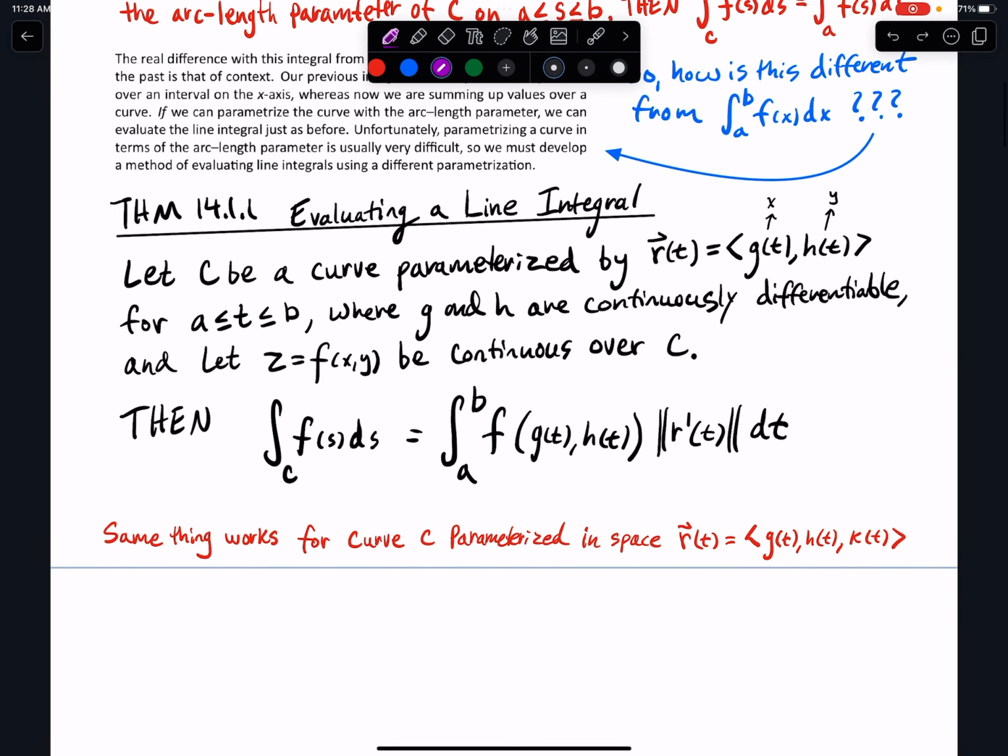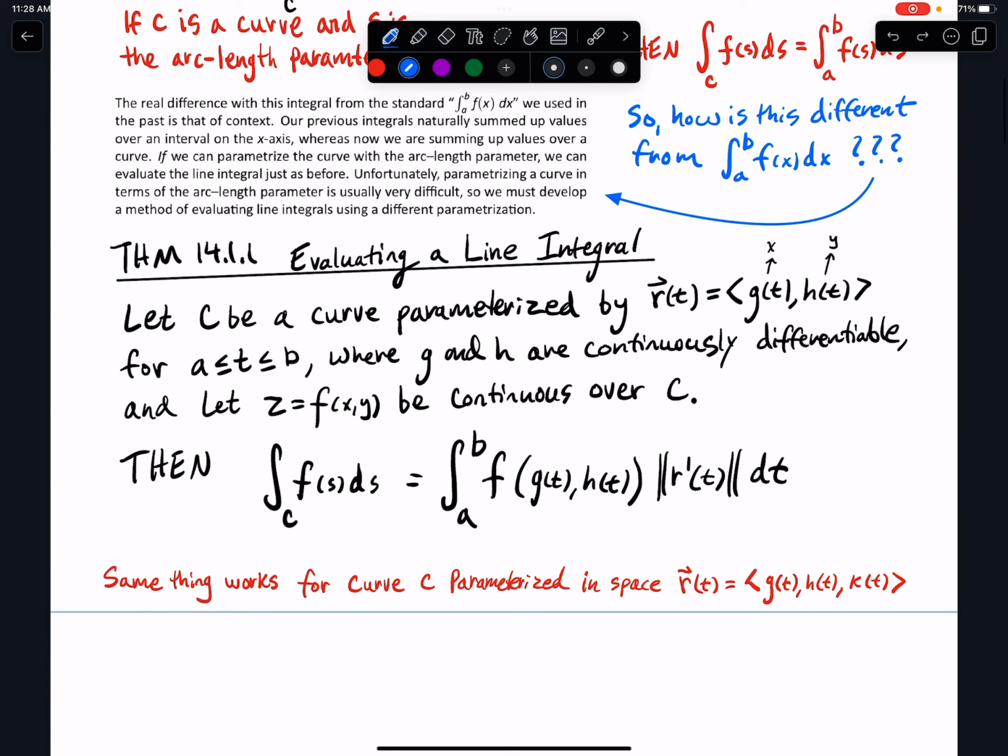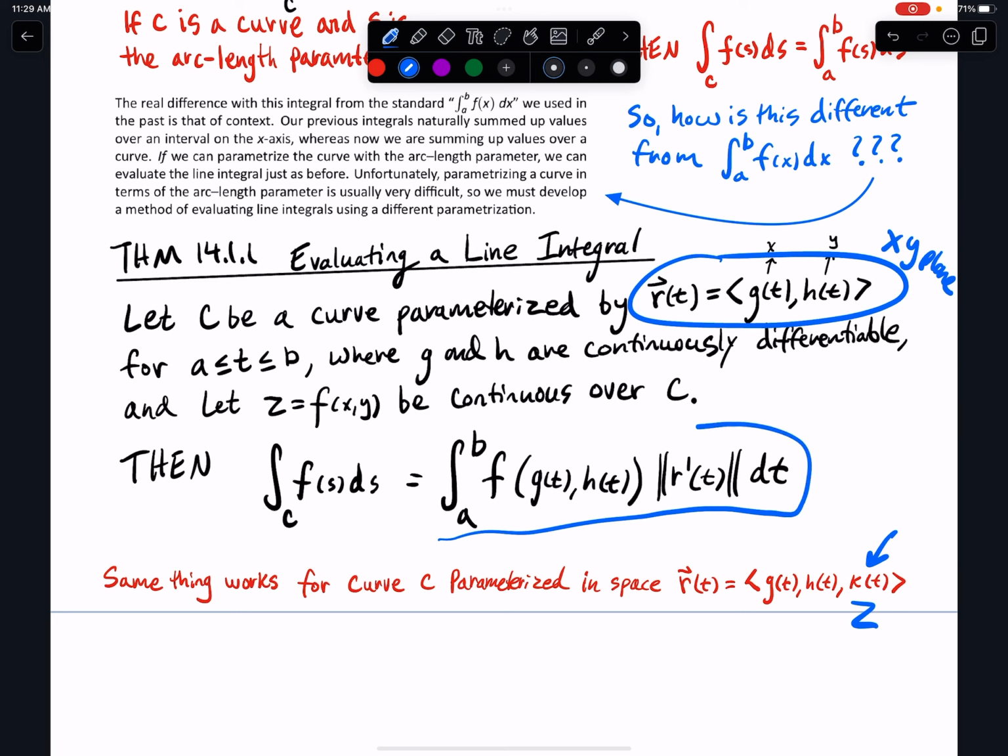Same thing works for a curve C parameterized in space. So I know we talked about parameterizing it just in the xy plane, but all you have to do is add a z component, and if you can parameterize it that way, that's all you got to do. Same rules apply. You just add in that z there.